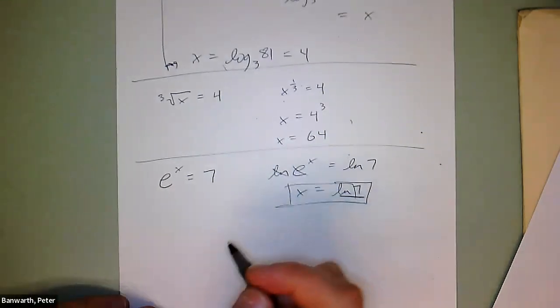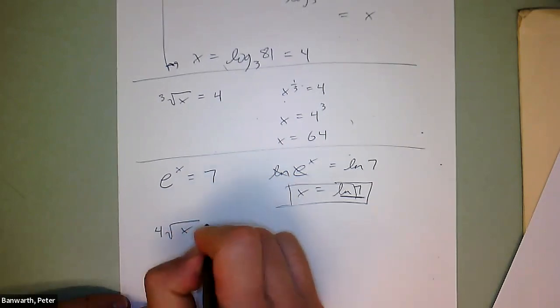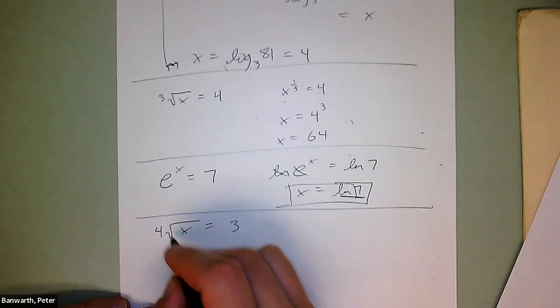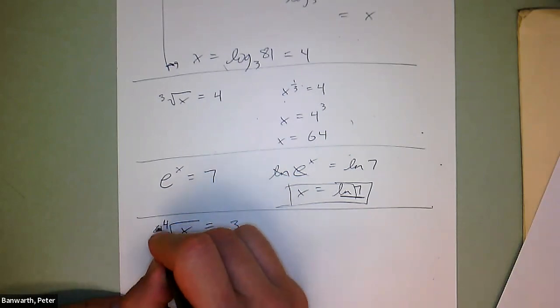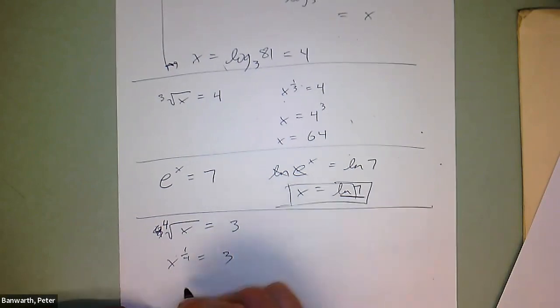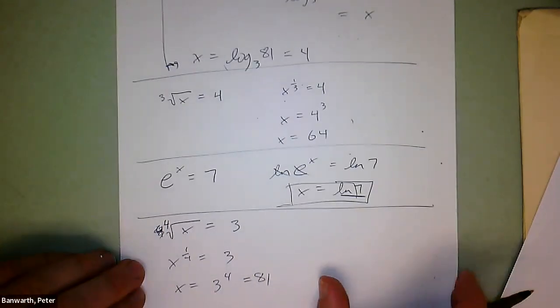I could have the 4th root of x equals 3. That's a 4th root, so it belongs up there. So that's x to the 1/4 equals 3. Raise both sides to the reciprocal, which is the number 4, and x equals 81.